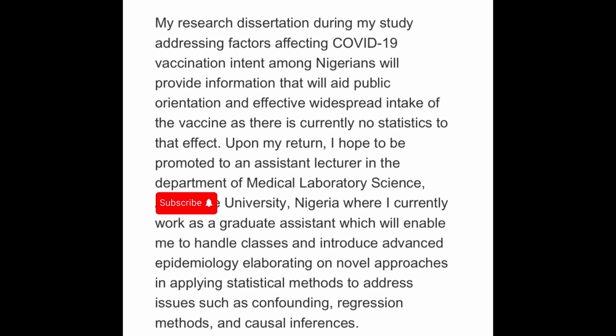So you can take a screenshot. You don't have to copy exactly what I've done, but this is just to guide you, to show you how you can write your own.